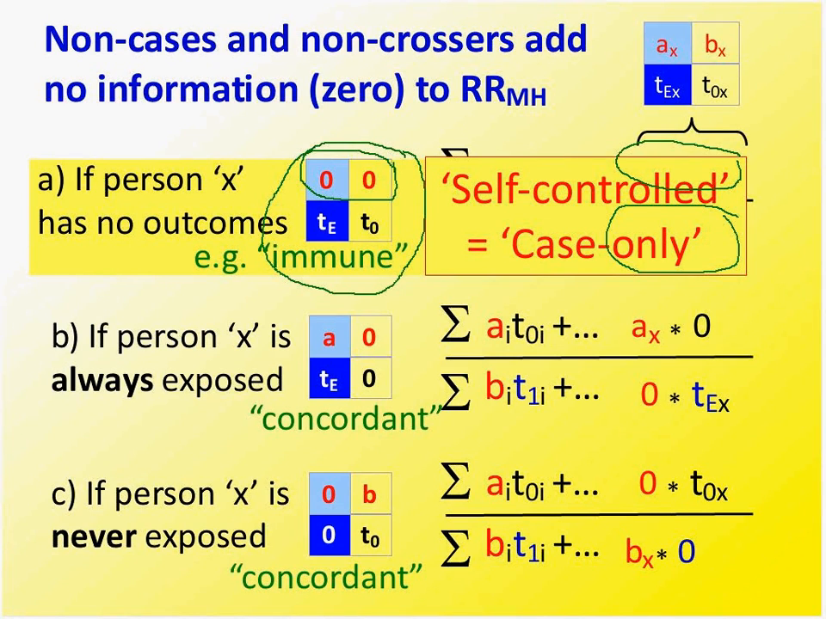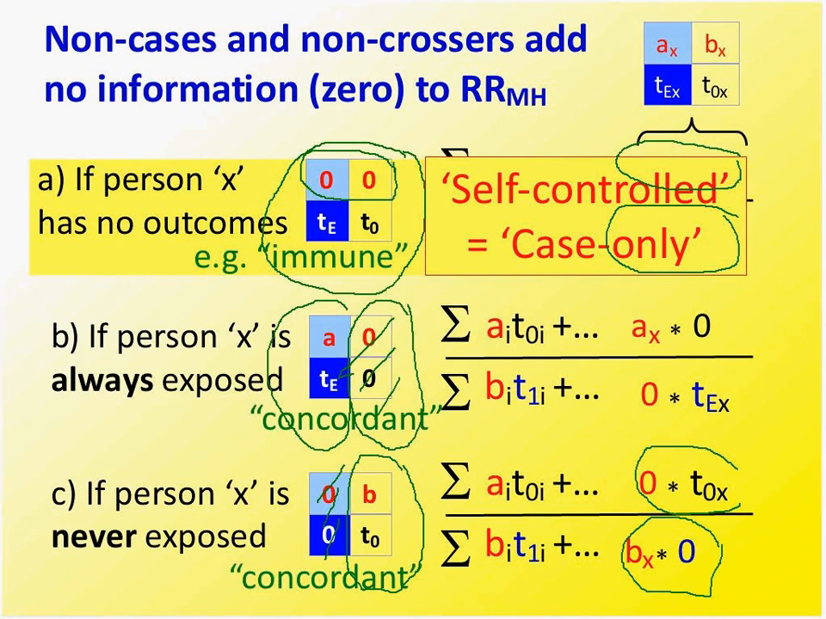If a person was only ever exposed, they never crossed over, so they were overexposed and they never were unexposed, or vice versa, they were only ever unexposed and they never were exposed, then again they contribute nothing to the Mantel-Haenszel estimate.